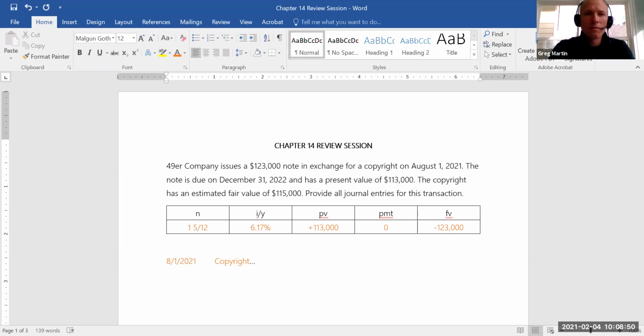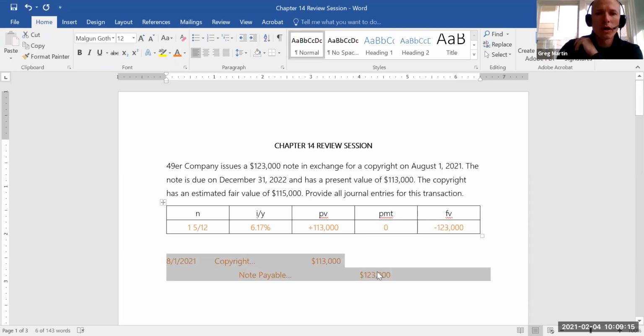And the fair value of that copyright, we use the present value of the note because that is more reliable. And so we use 113,000 because again, the 115,000 is not reliable. So we ignore that. And then the other half of that transaction is the note payable. But remember, the note payable is carried at its face value, which is 123,000.